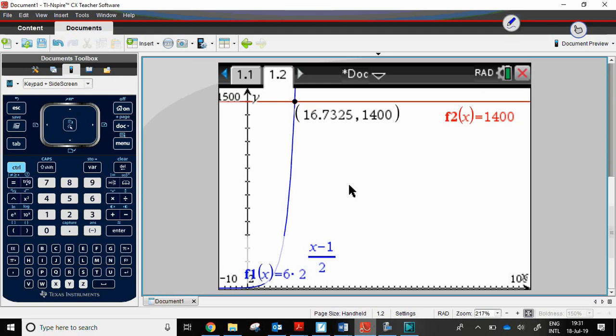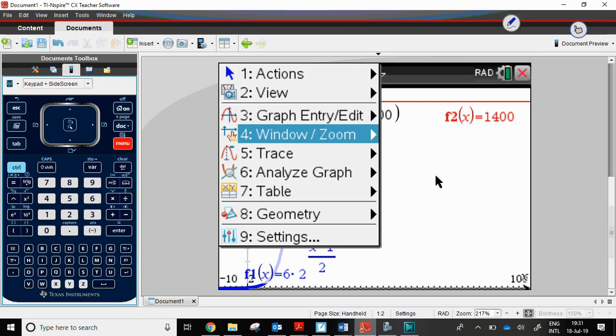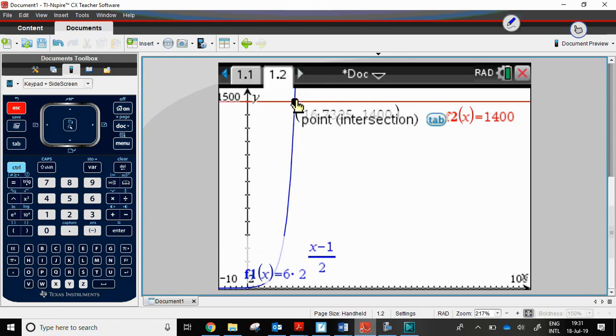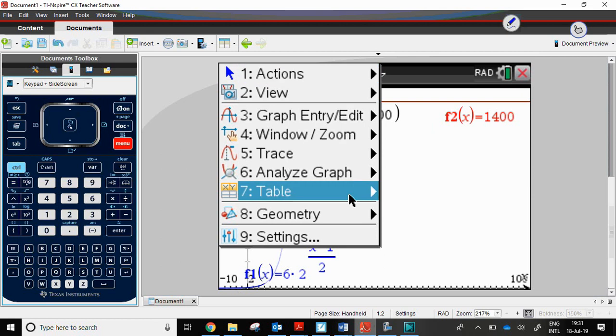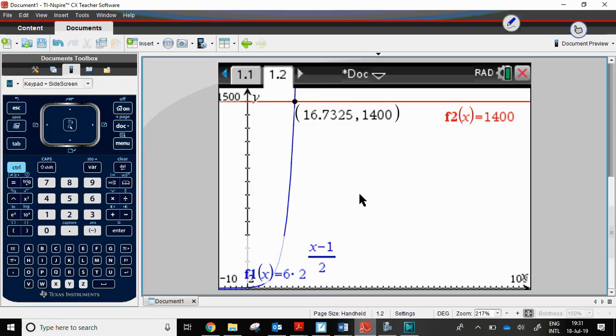So that means that the 16th term is below 1,400 and the 17th term is above 1,400. So I want to figure out what the 17th term is. Before I do that, I'll just show you there's another way we could have done this. Rather than graphing the horizontal line and finding the intersection, if I just have this first function in there, I can go to menu and then open up a table.